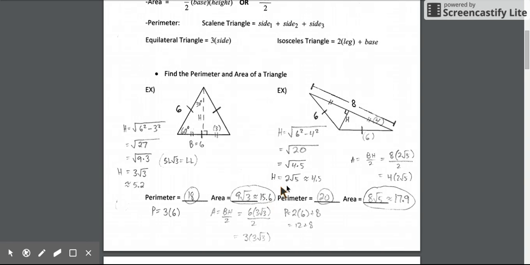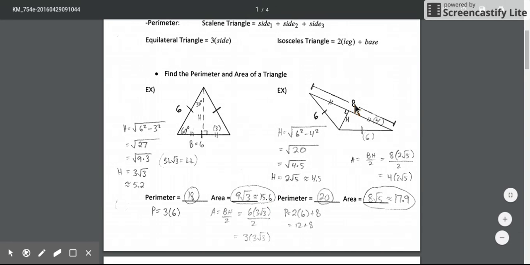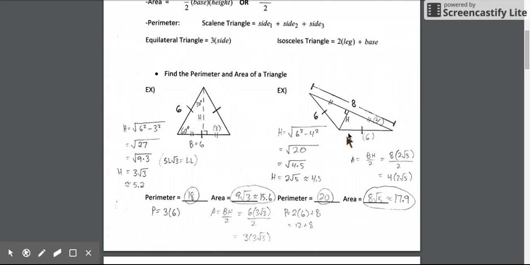In the right example, we're going to do the same thing in that we're going to draw our altitude, or the height of the triangle. Make sure it's perpendicular to the base here. And it's going to bisect that length of 8 into 4 and 4. So we have a right triangle. We know that one of the sides is 4. We're missing the other leg, and the hypotenuse is 6. So again, we could use the Pythagorean theorem to find that height.